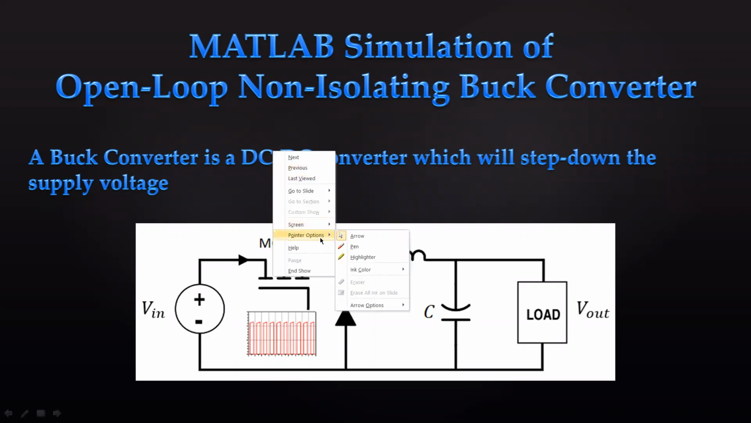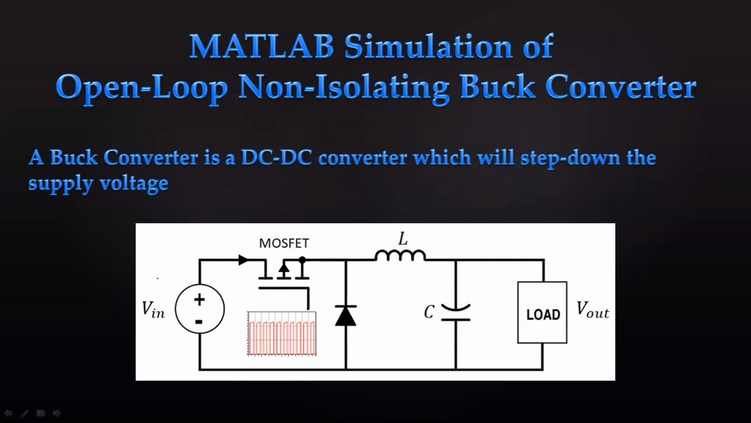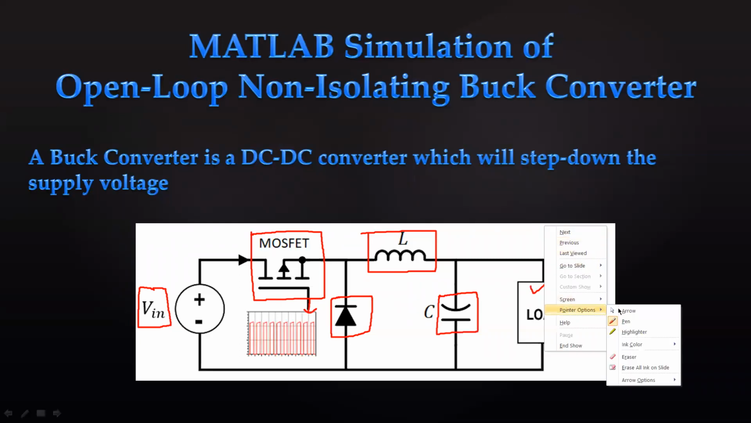So if we see the circuit diagram and the components, we will see that supply voltage is given, that is V in or V input. One switching device is connected here, which is given some square wave pulses. One diode is here for freewheeling. One inductor is here. One capacitor for smoothing the output, and then our load and V output.